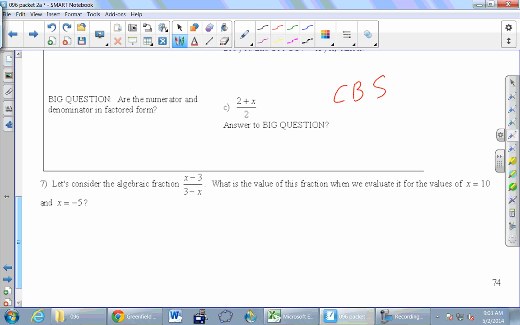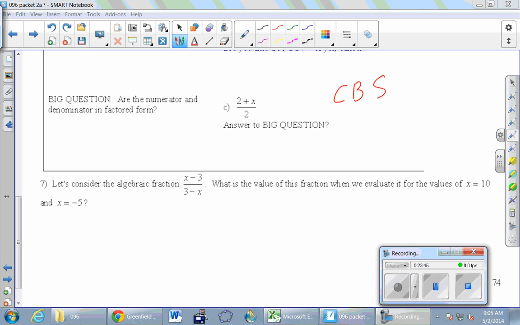Okay, let's take a look at 7, which has us thinking about this algebraic fraction, x minus 3 over 3 minus x. Same thing, but kind of reversed. So what I want to do is plug in x equals 10 for both x's. And then separately, I want to plug in x equals negative 5 for both x's. So with your neighbors, plug in x equals 10, and then separately plug in x equals negative 5, and let's see what we get.